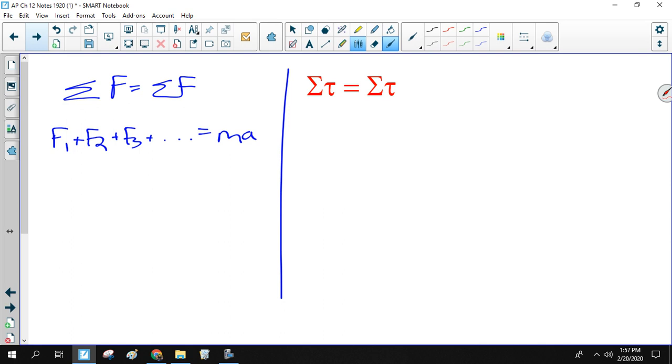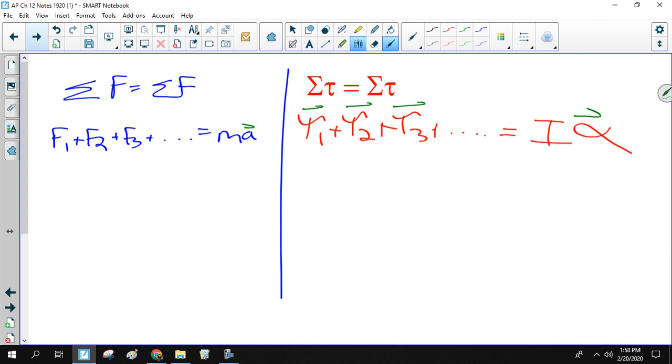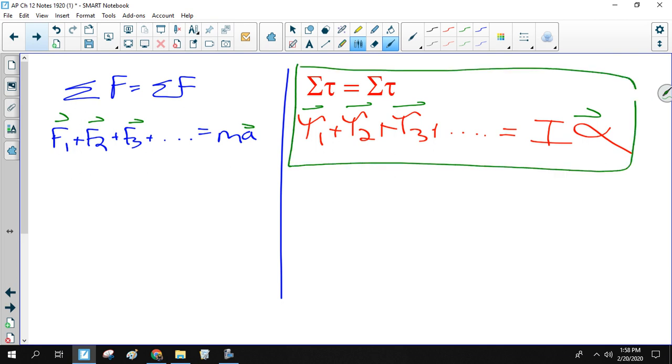We are going to be solving equations now using the idea net torque equals net torque, which looks like this. Torque number 1 plus torque number 2 plus torque number 3 plus and so on, add up all your torques. That's got to equal rotational inertia times angular acceleration, okay? And once again, everything here is a vector except for inertia, okay? So this is going to be our jam in terms of problem solving. All right, so let's do an example.